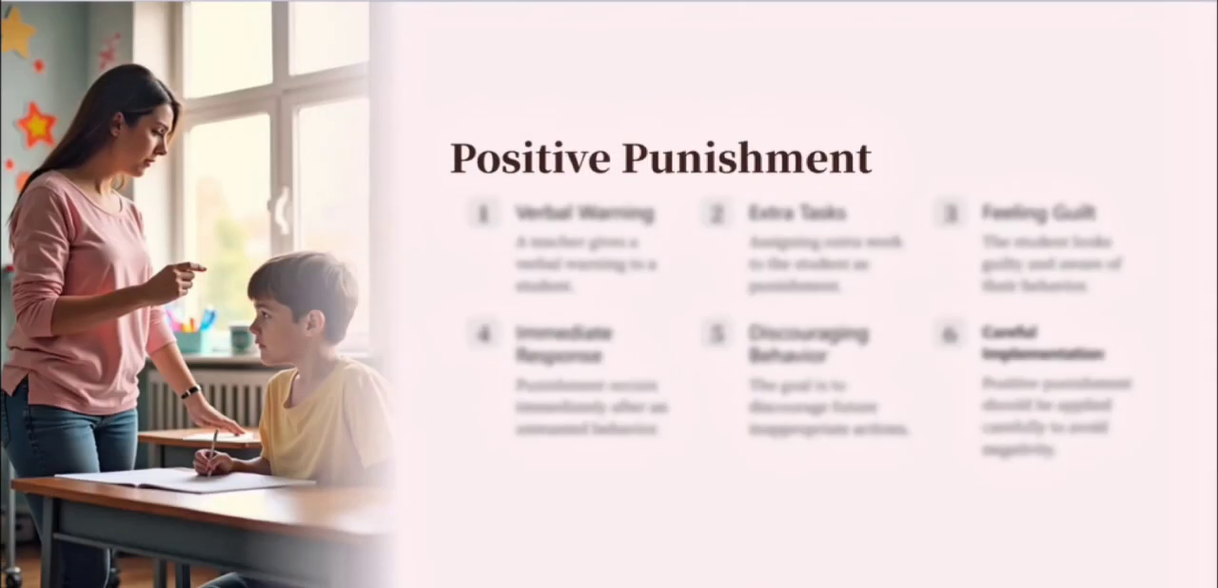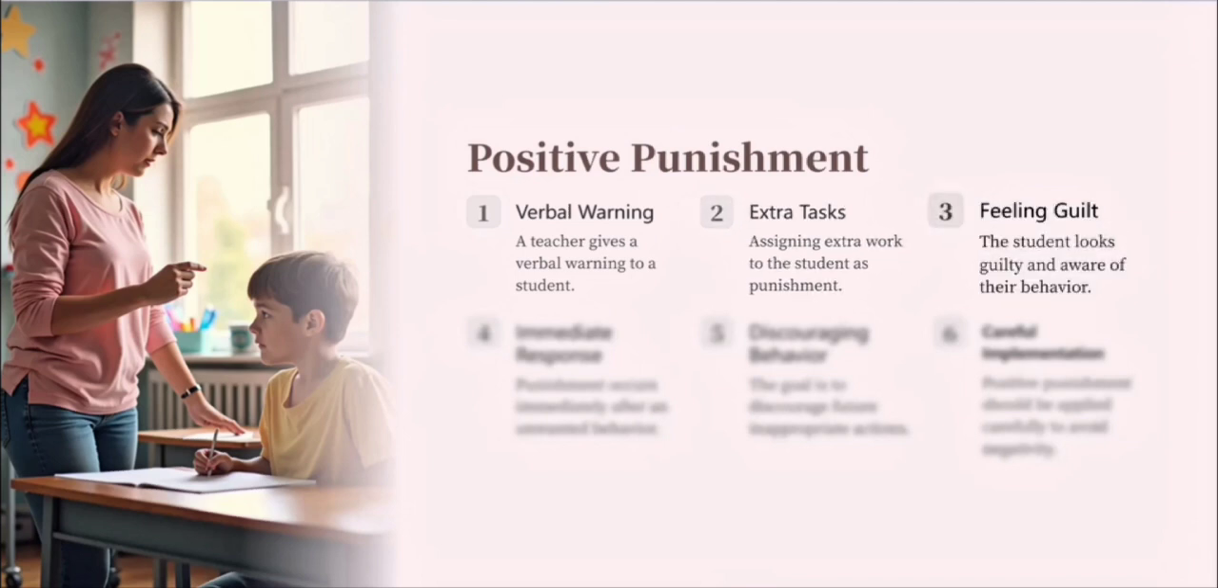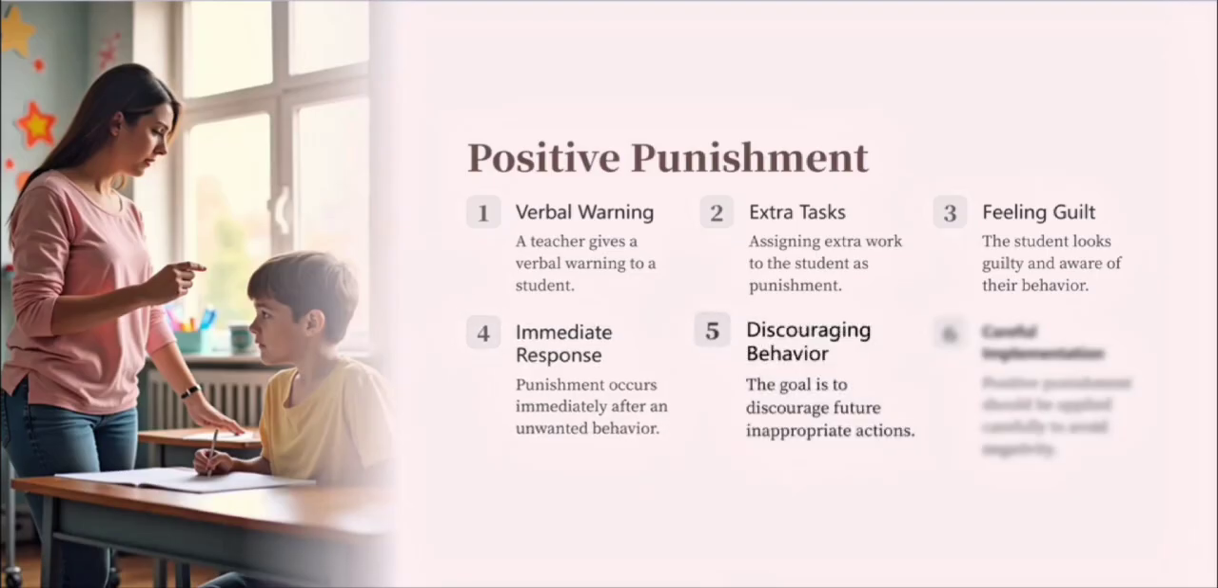Positive punishment. Positive punishment adds something unpleasant, like a verbal warning or extra task. For example, a teacher gives a verbal warning to a student, or assigns an extra task as a punishment, and the student may look guilty and aware of their behavior. Punishment occurs immediately after an unwanted behavior. The goal is to discourage future unwanted behavior. Positive punishment should be applied carefully to avoid negativity.